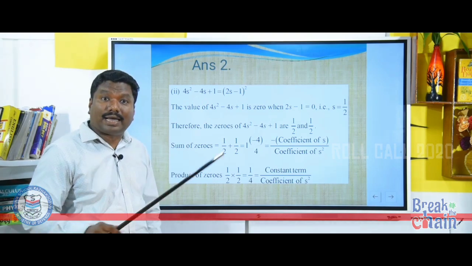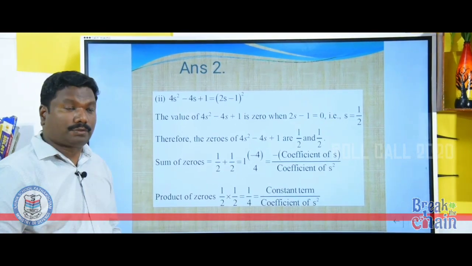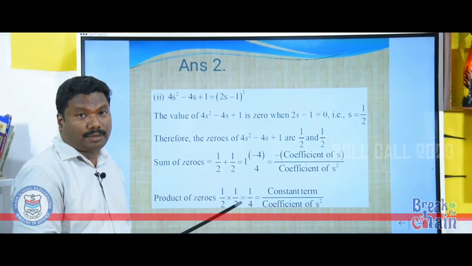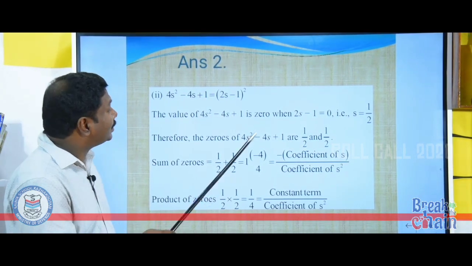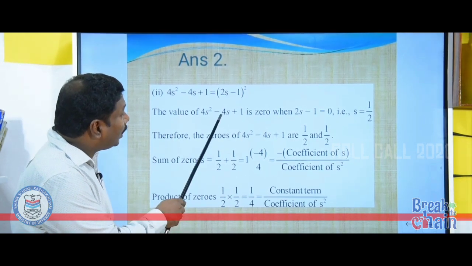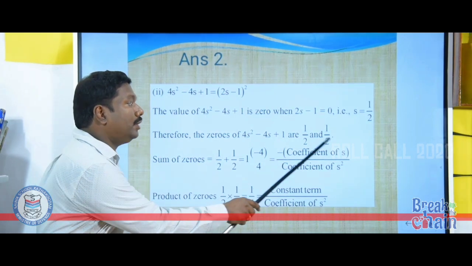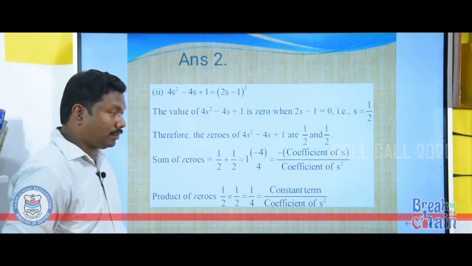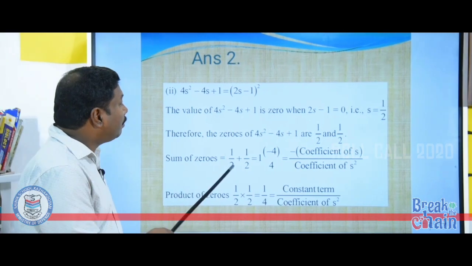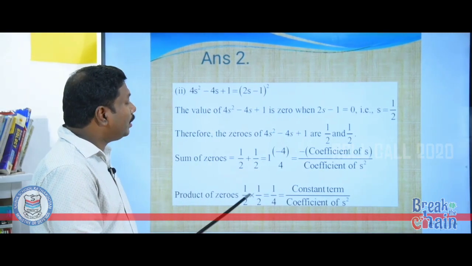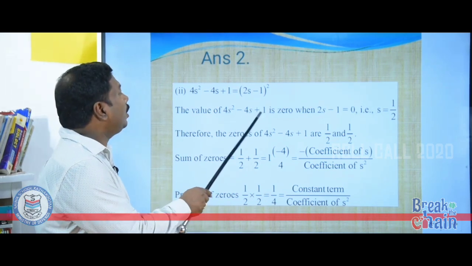Now, sum of the zeros, alpha and beta are respectively 1 by 2, 1 by 2. Sum of the zeros: 1 by 2 plus 1 by 2, half plus half, it is 1. 1 we can express as minus of minus 4 by 4, that means minus of coefficient of s by coefficient of s square, the minus b by a form. Similarly, product of the zeros: 1 by 2 into 1 by 2 equals 1 by 4, and 1 by 4 equals c by a.